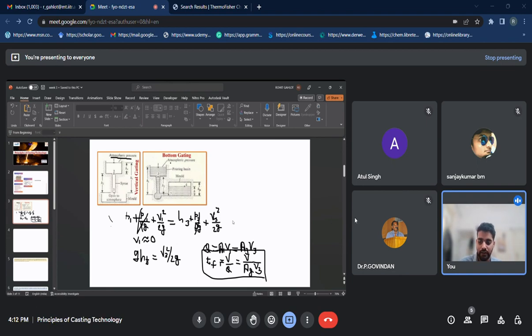Now, if you see for the bottom gating system, then we again need to apply this Bernoulli equation, and then we will get the velocity at the gating system. This is for the top, and here I'm writing for the bottom gating system.